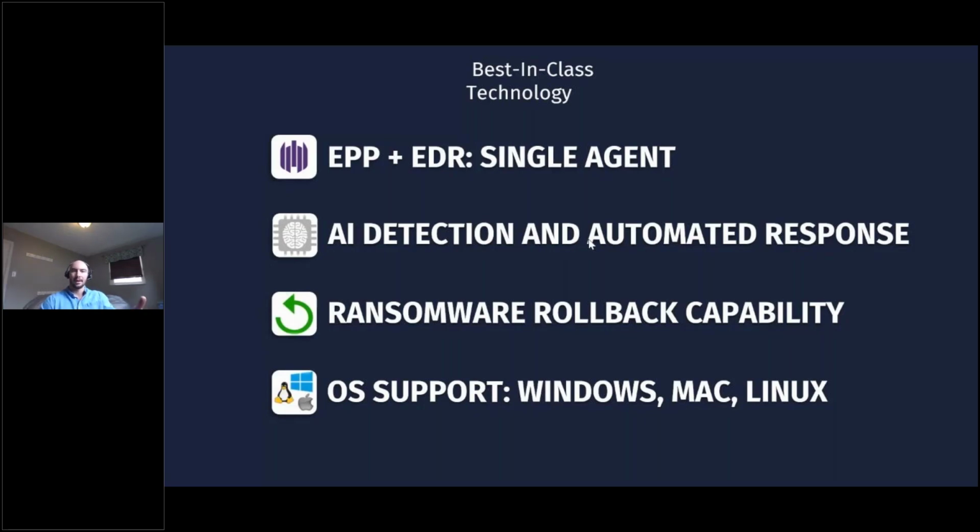And then furthermore, if an attack somehow does get through, one of the key features that SentinelOne has, one of its main selling points, is its ransomware rollback capability. It's a patented technology that they have. If one of your machines gets infected, I can actually use SentinelOne to roll back to a previous state in a matter of seconds. It's very impressive. I'll show you a demo of that here at the end.